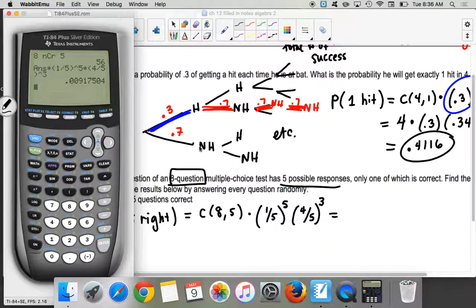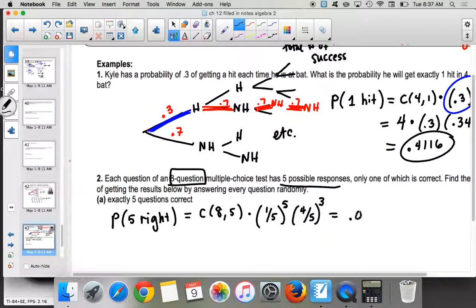0.00917504. So on this homework, typically I will say, like, round to 3 decimals. I typically would just show all those decimal places, or at least 4. Okay, so if you want to do 0.0092, that's fine, but I'm just going to do 0.00917504. 0.009, what was it? 1,750. Thank you. Okay, so what does that represent? It represents a probability of like 0.9% of getting 5 right. All right, so the next one.